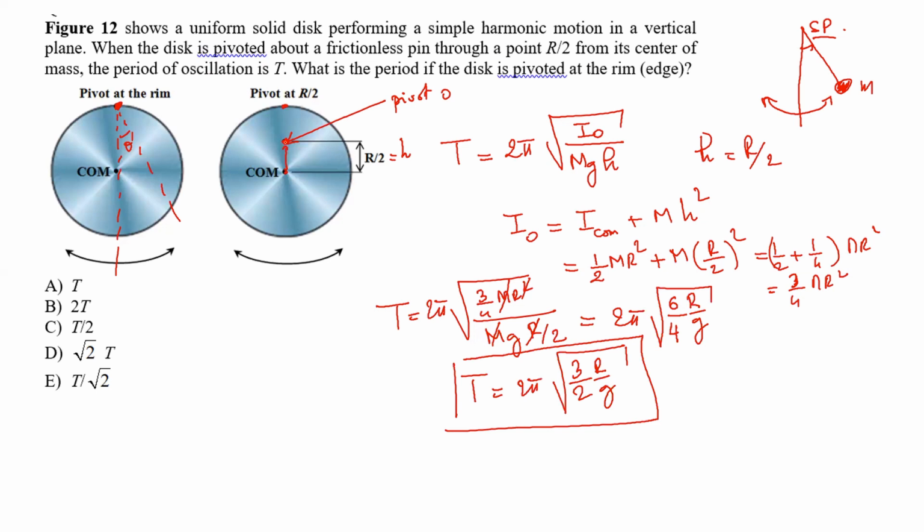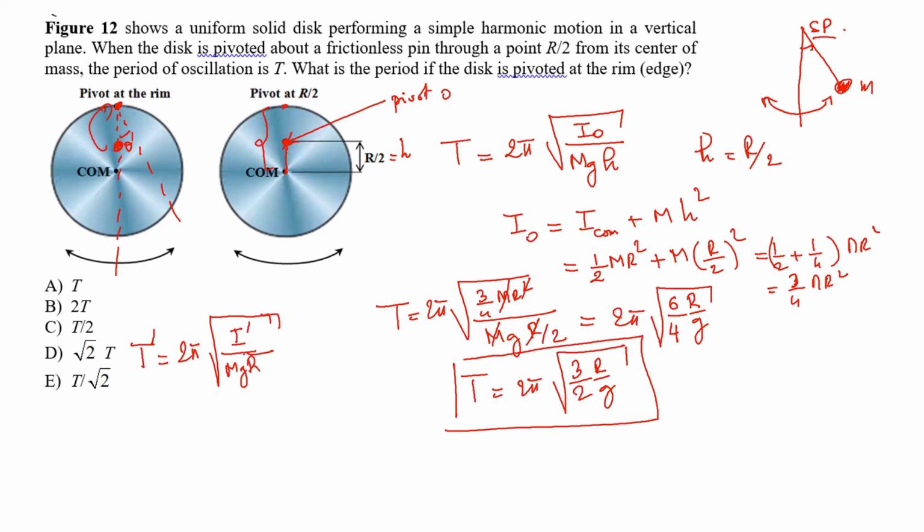Now, what about if I shift the axis of rotation from here to the rim here. So I shift it from here to here. The new period, let me call it T prime, will be 2 pi square root of the new moment of inertia, let me call it I prime, divided by mgh. Now here, what is the h here? R. Thank you very much. R.